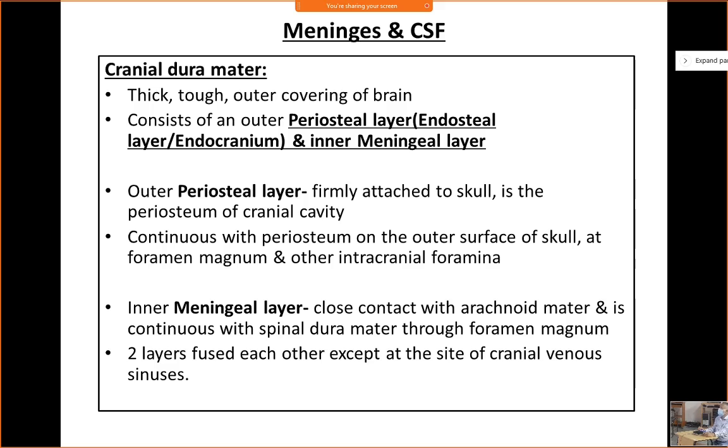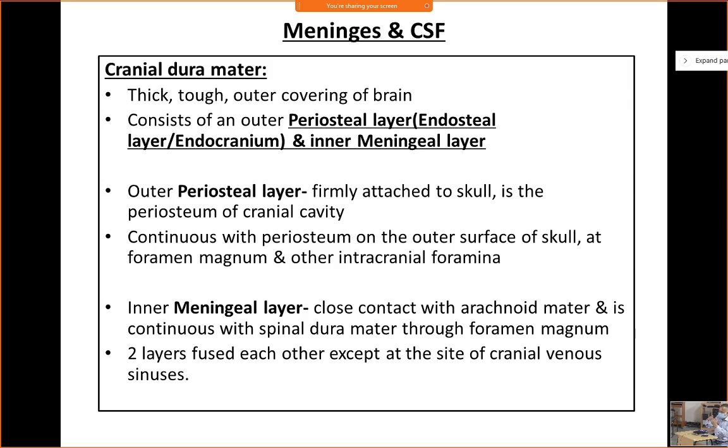We will come to that. So the cranial dura mater is a thick, tough covering of the brain, and consists of an outer layer. The outer layer is called the periosteal layer because it covers the inner surface of the skull. The outer covering of the bone is called periosteum, while the inner covering is called endosteum, because the skull bone has two layers, outer and inner. So the inner layer we call the periosteal layer of cranial dura, or endosteal layer, or endocranium.